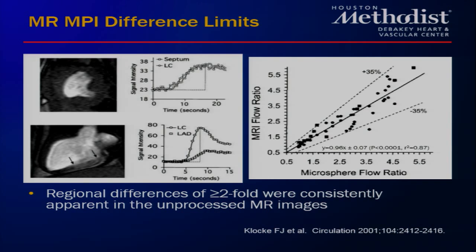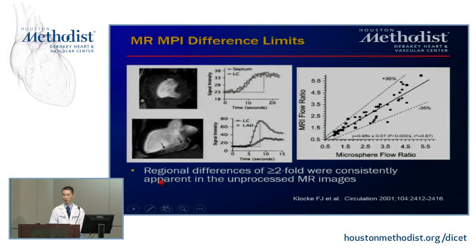Okay. So in terms of whether there are any limits in terms of detection, work done by my alma mater, Northwestern, showed that if you had a twofold difference, you can consistently see this visually without needing to use more sophisticated computer algorithms to process this. Although ideally one would be able to do more quantitative measurements, that's been mostly in the research realm. Most of this stuff is done semi-quantitatively, where we use visual estimate of extent.